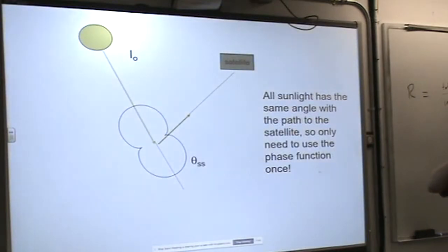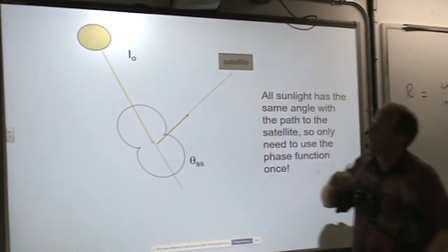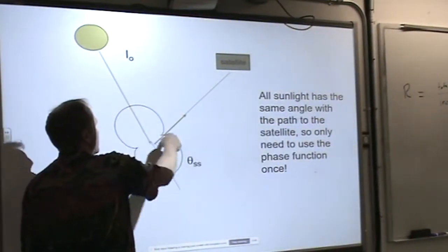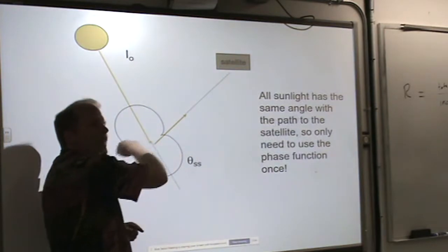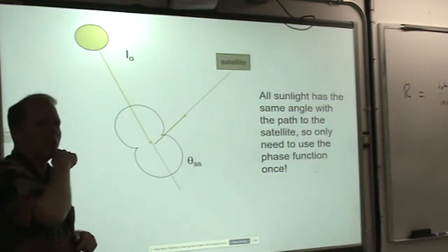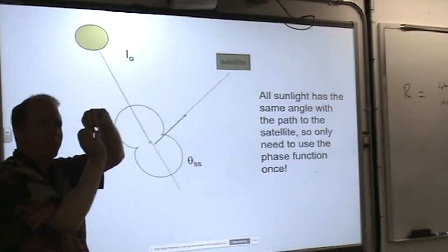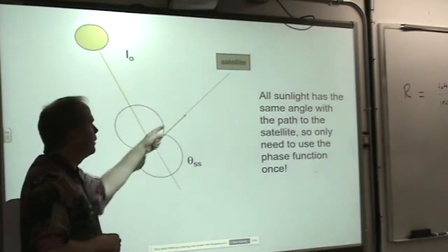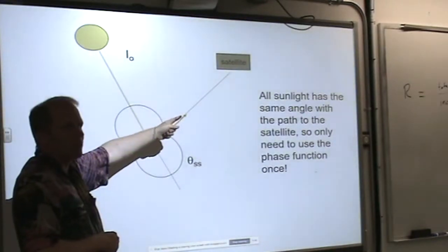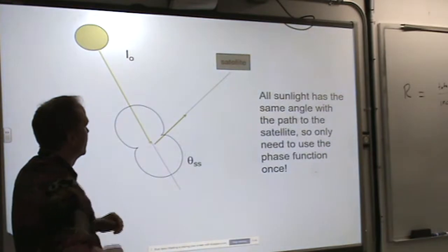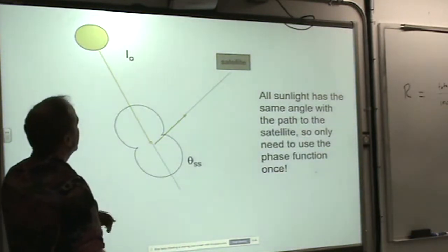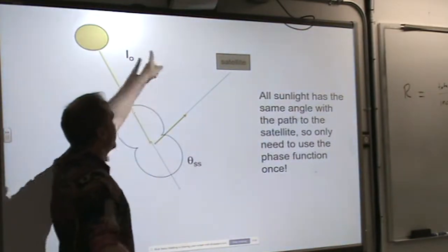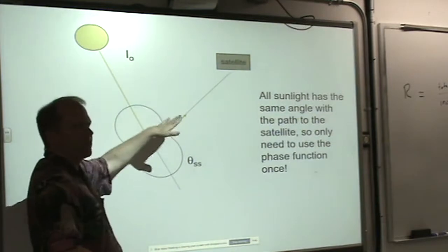So the thing is, how much light is being scattered towards the satellite? We have the sunlight coming down, it's going to hit. Remember what this shape is? That's the Rayleigh scattering phase function, where you have the circle plus the tube, the figure eight, you end up with something like this. So you're going to use the Rayleigh phase function to figure out what percentage of the total scattered light is being scattered in that direction. Now the nice thing is, you think the sunlight is coming at different angles, but we're so far away, it's always coming at the same angle. So we only have to figure out that direction once.